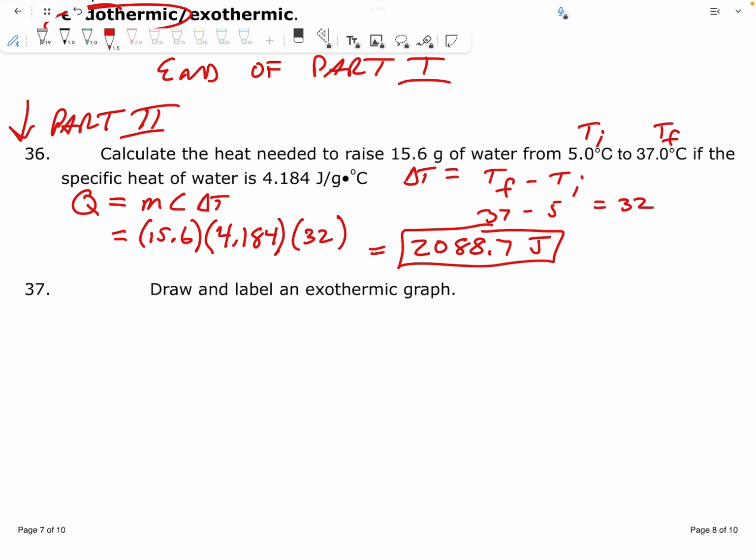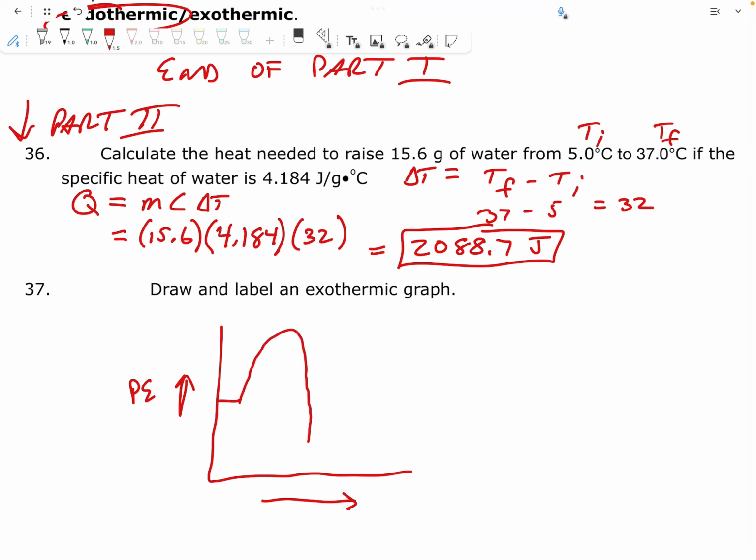Number 37, they're asking you to draw and label an exothermic graph. So here we go. Draw our energy increasing going from top to bottom. Our reaction goes this way. We start with a certain amount of energy here, the reaction runs, and then it loses energy as it goes. That's what an exothermic reaction does: it gives off heat. So let's say this was at 80 joules, and down over here it's at, let's just say, 40 joules. So it did lose heat. All right, that's an exothermic graph.